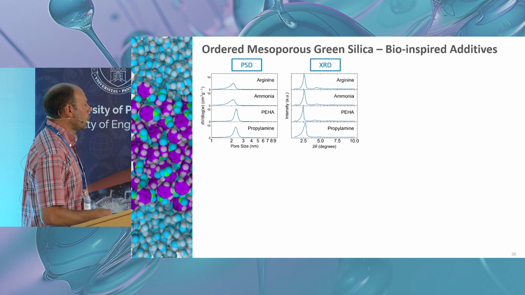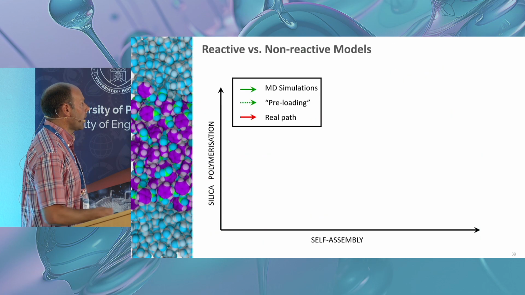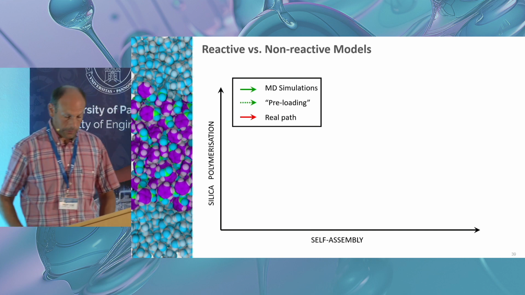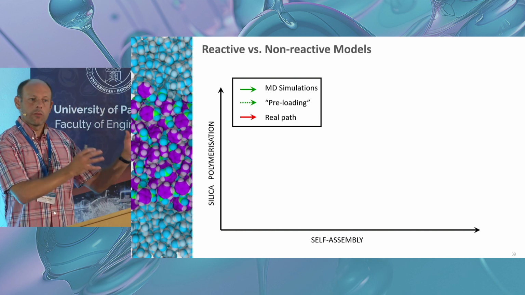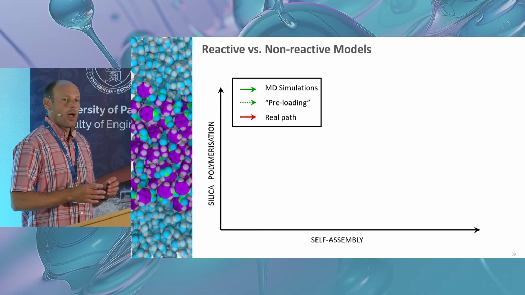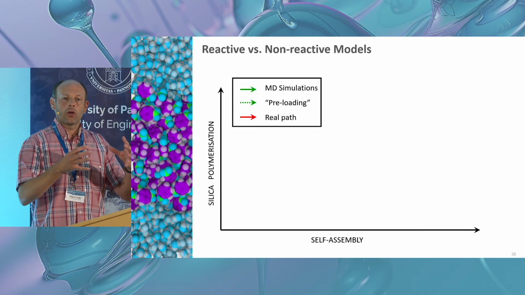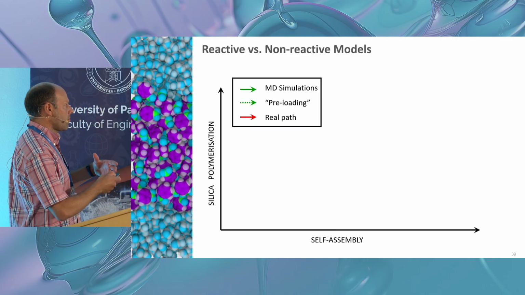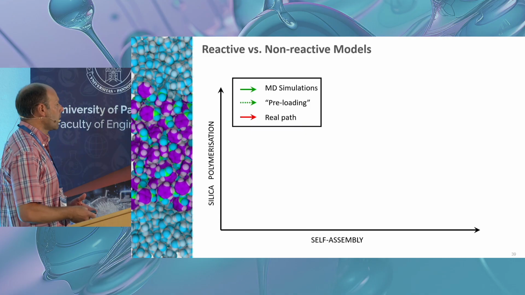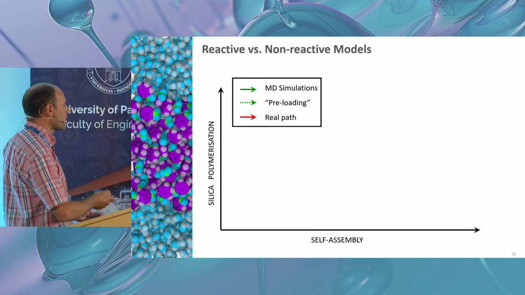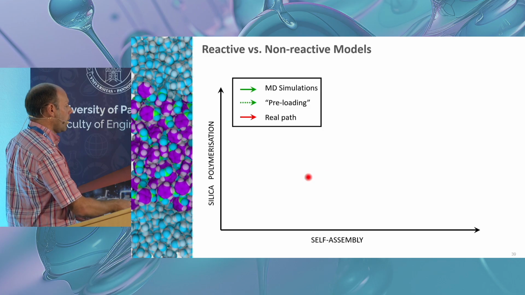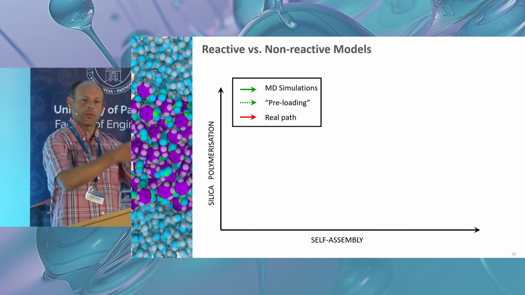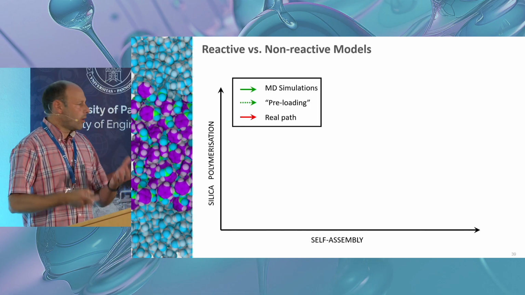And then I just want to tell you a bit about this reactive model. Okay, so this will be the final bit. All of the simulations that I showed you before pre-assume a given silica condensation rate. You can represent the progression of the experimental synthesis on this kind of diagram where you have the self-assembly on the horizontal axis and the silica polymerization, or the condensation of the silicates, on the vertical axis. In experiment, these are more or less happening at the same time.